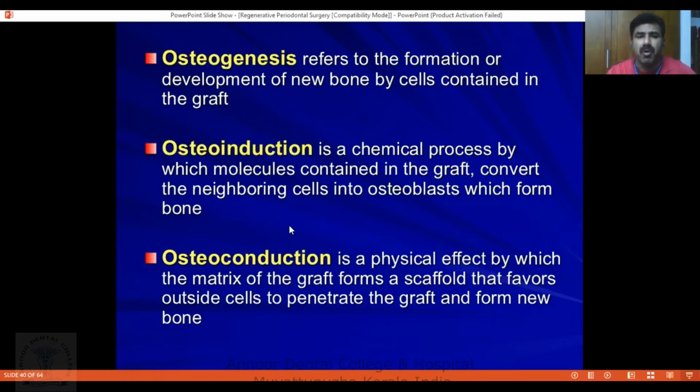And you have one more property that is described in the latest Carranza edition, the 12th edition of Carranza, known as osteoneutral, where this bone graft just stays like that over a period of time. It's neutral.